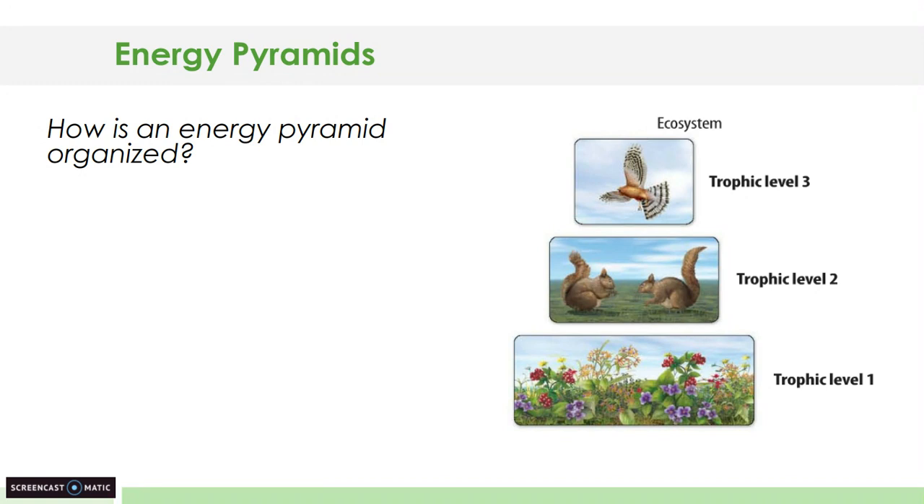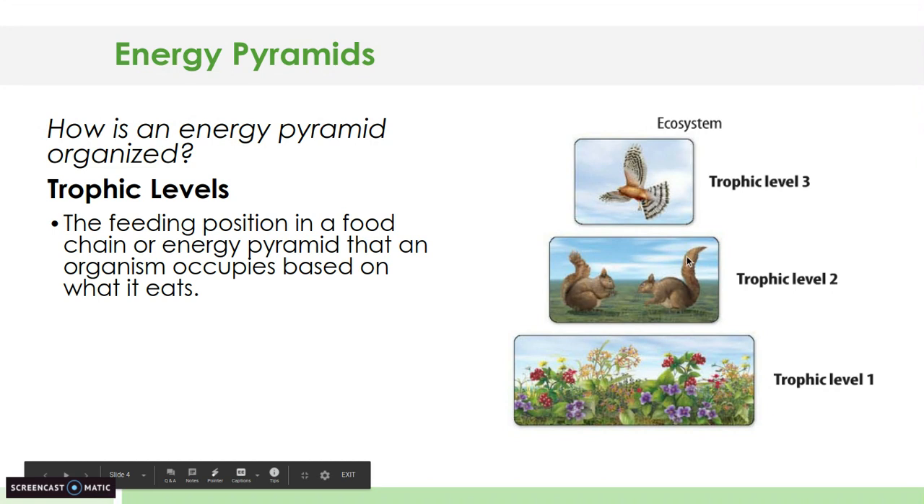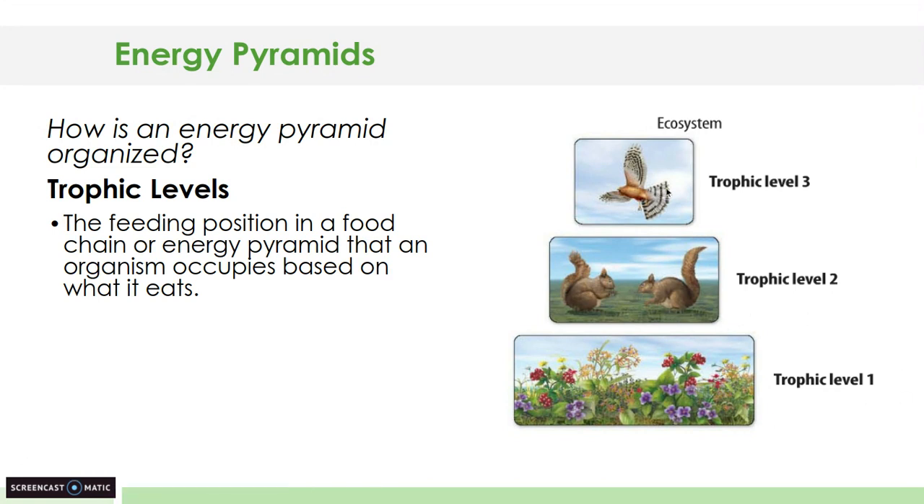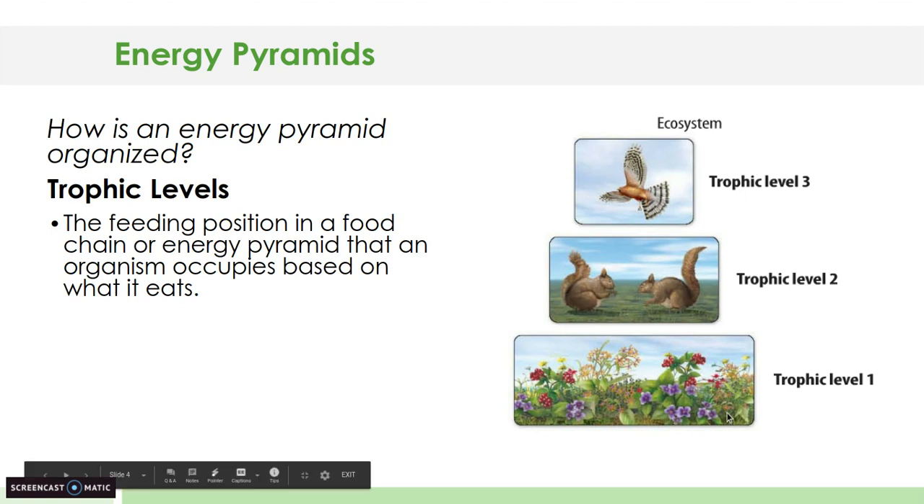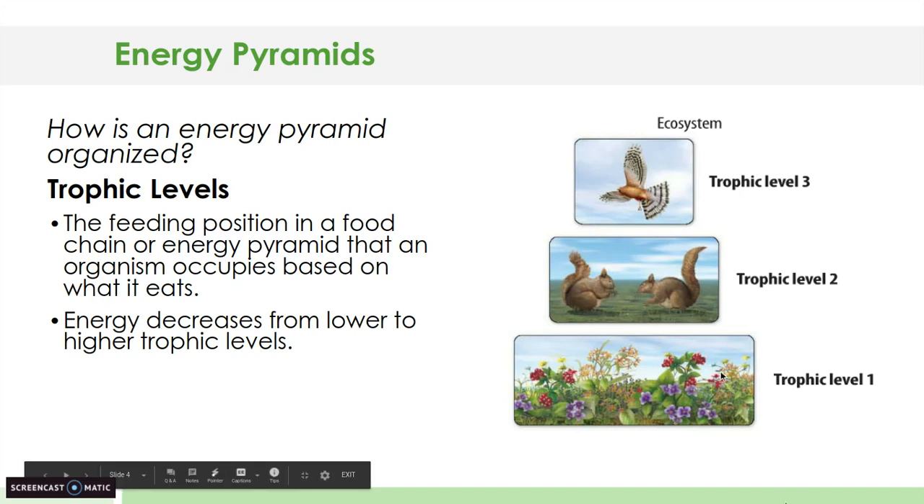So, how is an energy pyramid organized? Well, it's organized into what we call trophic levels, the feeding position in a food chain or energy pyramid that an organism occupies based on what it eats. So here we have different trophic levels. Trophic level 1 is here at the bottom, trophic level 2, and then trophic level 3. Notice that here at the bottom, this is larger, gets a little bit smaller, and then smaller here at the top. Okay? So energy decreases from lower to higher trophic levels.